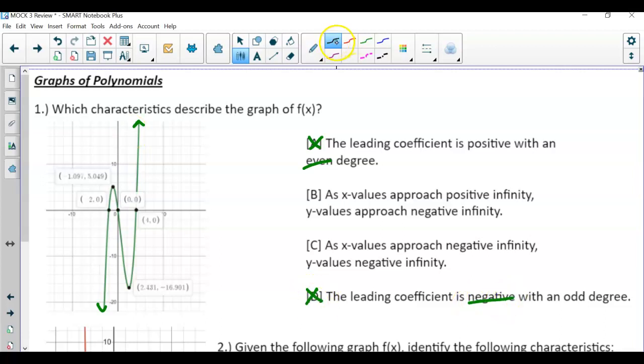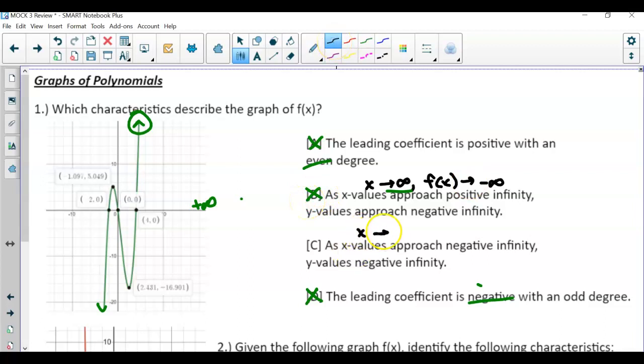Then here again, as x's are approaching positive infinity, the y values, or f of x, are now approaching negative infinity. So as my x's are approaching positive infinity, as we're going to the right side, what direction is our graph going? Well, it's going up towards positive, not negative. So let's check to make sure that our answer here is C.